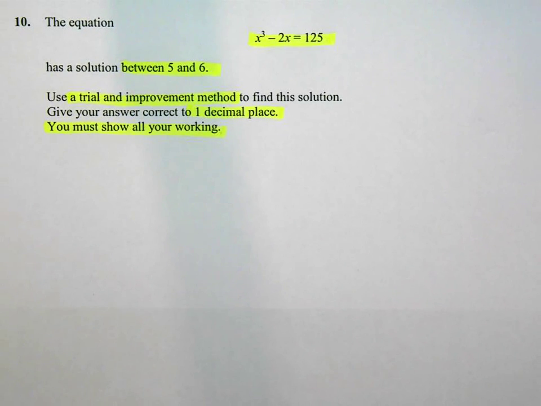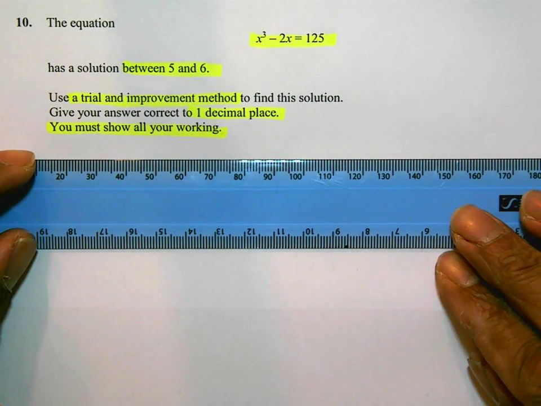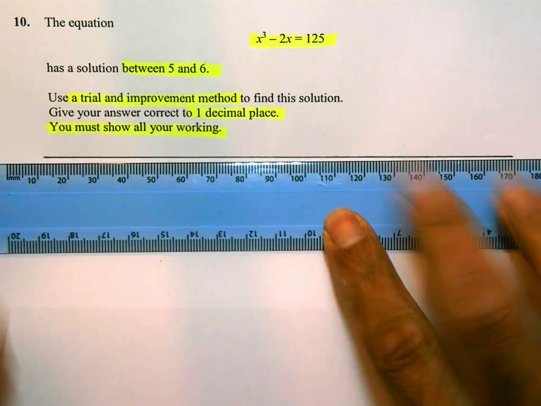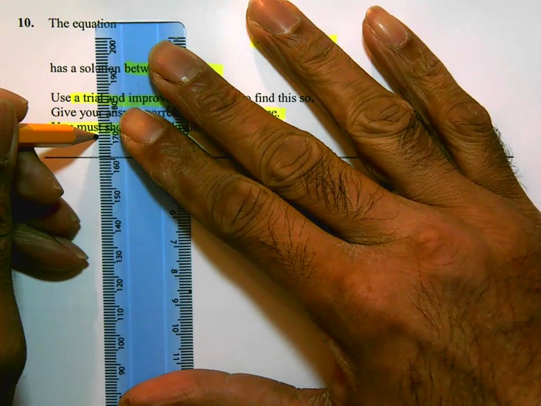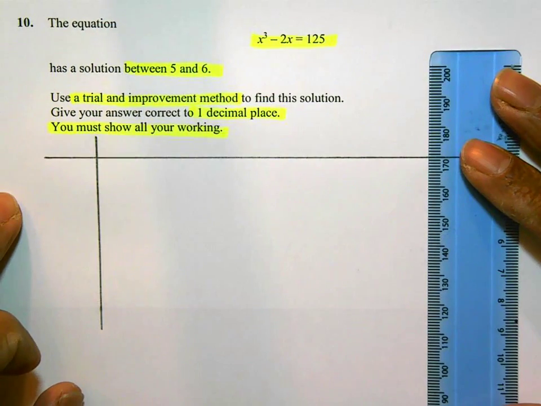Now, if you've come across this question in an exam, once you've seen the phrase trial and improvement, you should know exactly what to do, and you should be able to get full marks in a question of this sort. Now, I encourage everyone to draw a table for trial and improvement questions. Make sure you do. It makes the working easy to see, it gives you clarity, and it helps you get to the right answer in a pretty straightforward way.